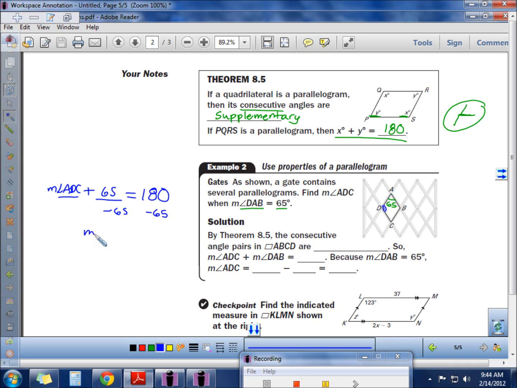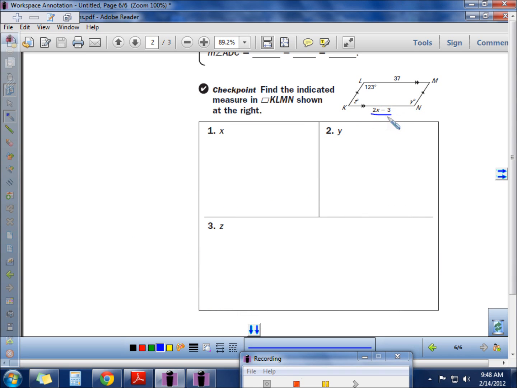So the measure of angle ADC is 115. Pretty simple. Or sorry, X is right here. What should we compare that piece to? Oh, up to the 37 because they're congruent opposite sides. 2x minus 3 equals 37. Add 3 to each side. Divide by 2. We get 20. Who all got that right? Pretty much all of you. Good.